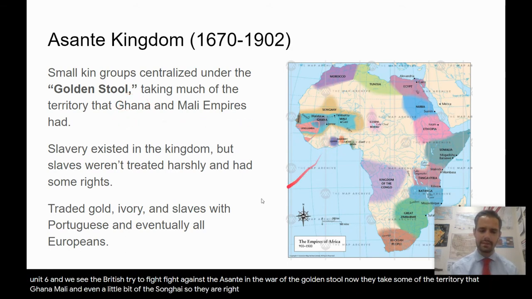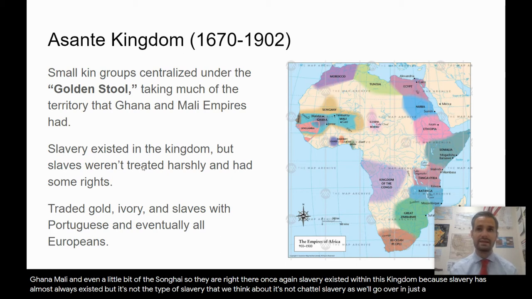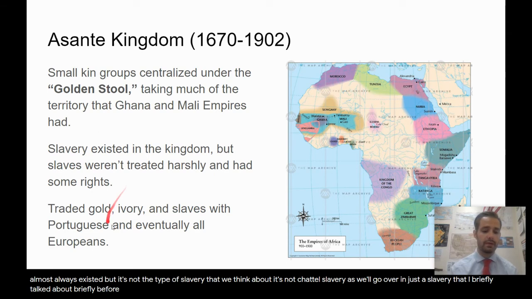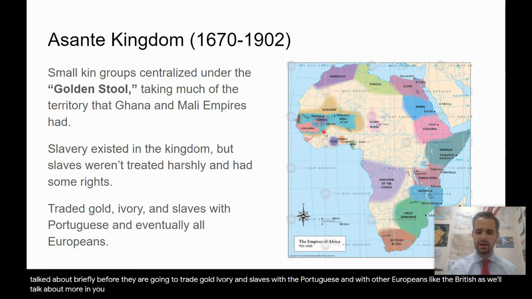Once again, slavery existed within this kingdom because slavery has almost always existed, but it's not the type of slavery that we think about. It's not chattel slavery, as we'll go over in just a second. It's more of this domestic slavery that I talked about briefly before. They are going to trade gold, ivory, and slaves with the Portuguese and with other Europeans like the British, as we'll talk about more in Unit 6. So those are the major African kingdoms that we need to be aware of when we're talking about the slave trade.